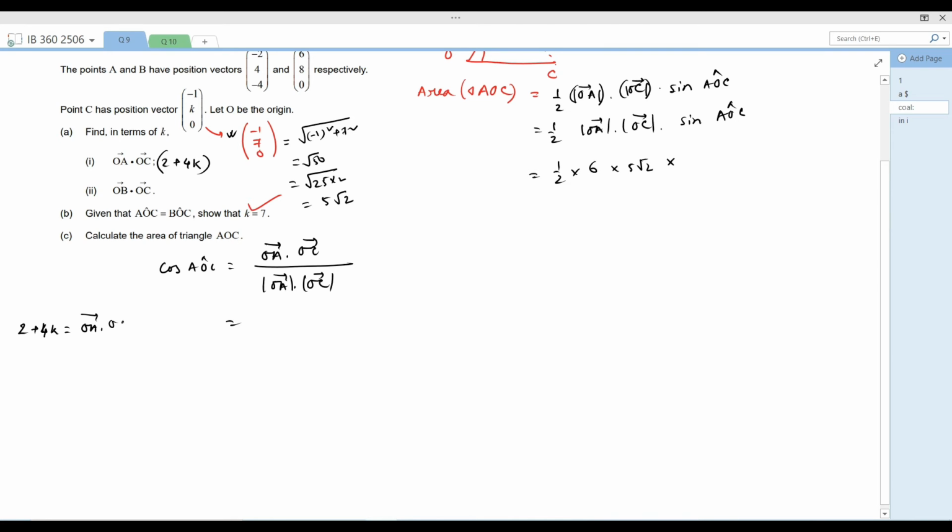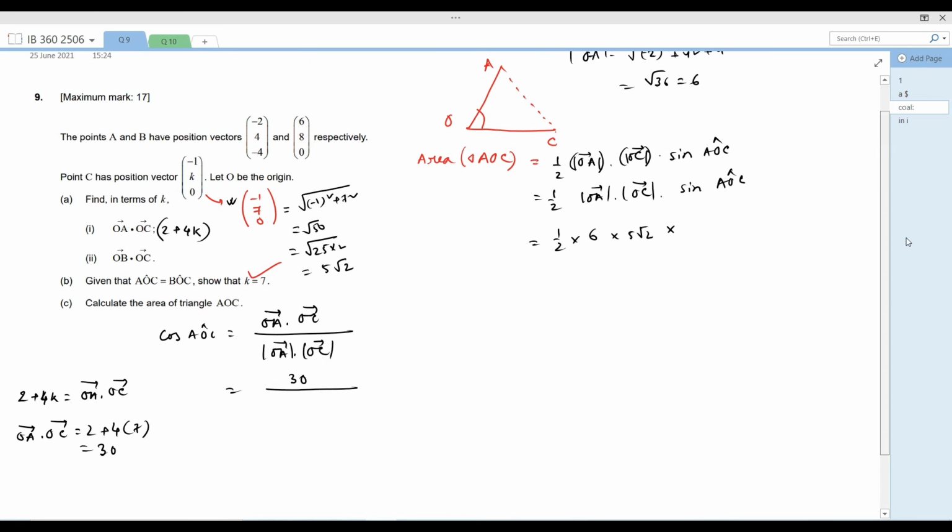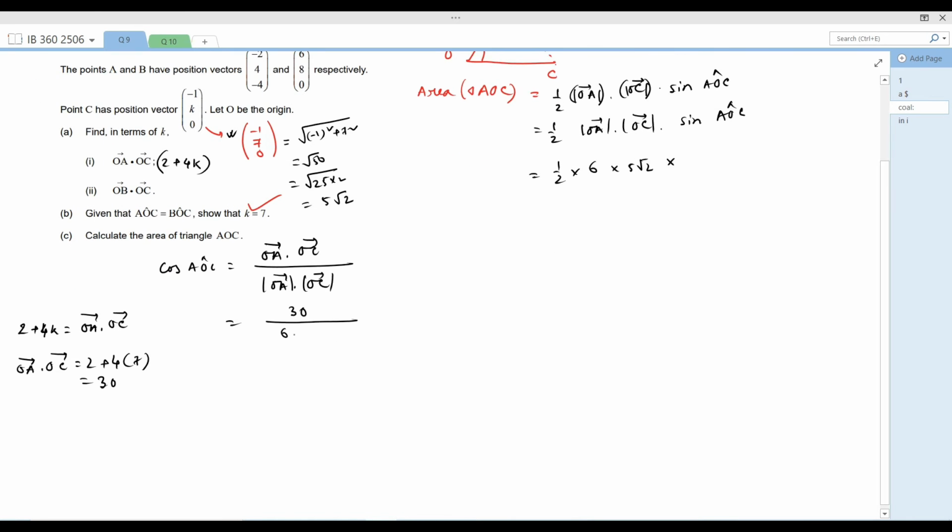But the value of k is 7. So basically OA dot OC is equal to 2 plus 4 into 7, so it is 30. So 30 divided by OA, which is 6, into 5 root 2. So it is 1 by root 2. So cos AOC is equal to 1 by root 2.